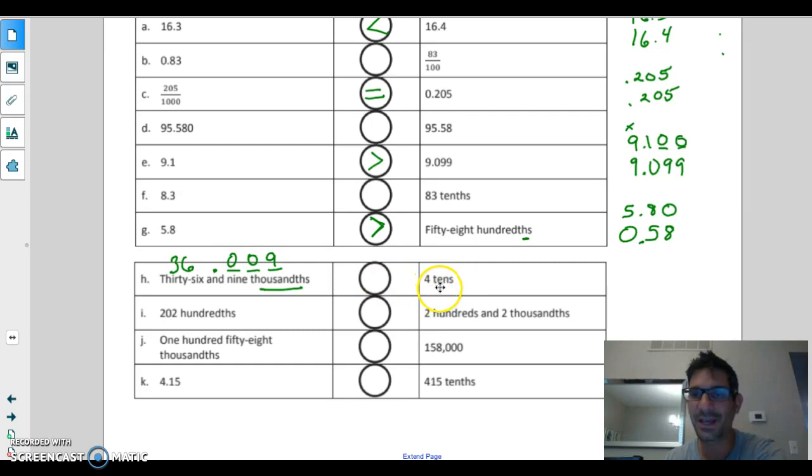This says 4 tenths. Now, don't overthink it. It's not 4 tenths, so don't write this. That's wrong. 4 tenths. Well, it's 40, guys. So 40 is greater than 36 and 9 thousandths. You guys getting the hang of this? All right, let's go to another page.